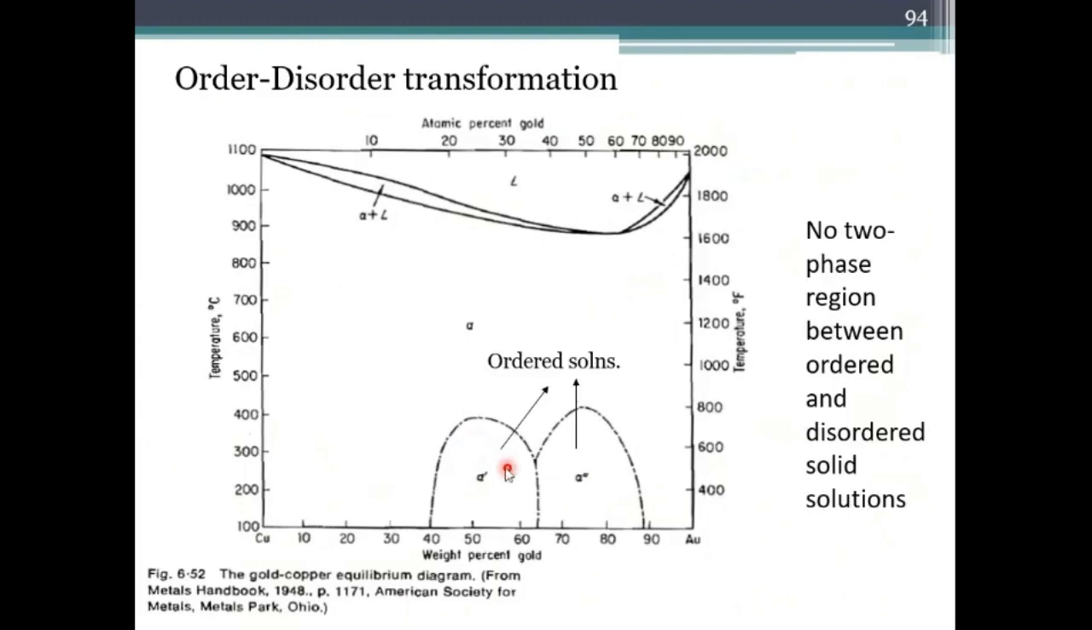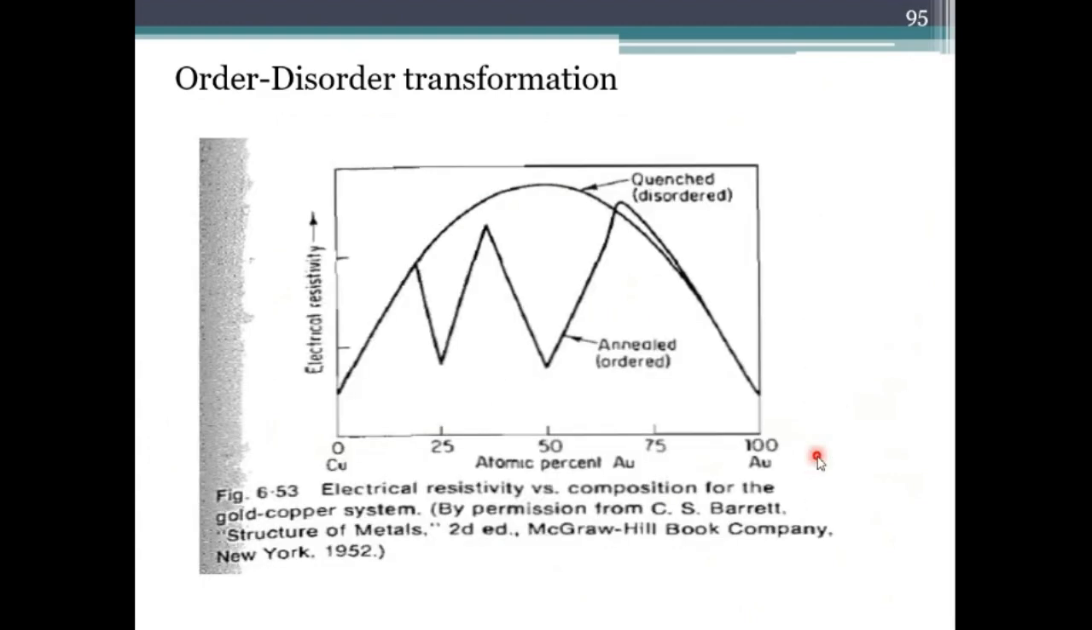An ordered solution will form a separate phase. In an ordered solution, it will not have any alpha beta region, and the eutectic point will not be a single point; at 2 or 3 points it will be meeting. Usually you can take the gold-copper equilibrium diagram. No two-phase region will be formed when it is an ordered or disordered solution transformation.